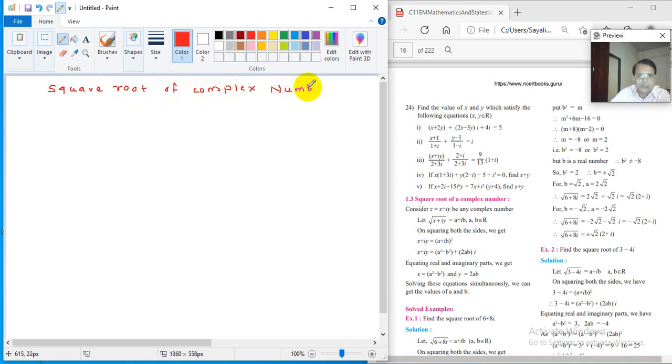Square root of complex numbers. Now what will be the issue here? Suppose z is given to you as x plus iy. If z is equal to x plus iy, we have to calculate root of z, that is, root of x plus iy.